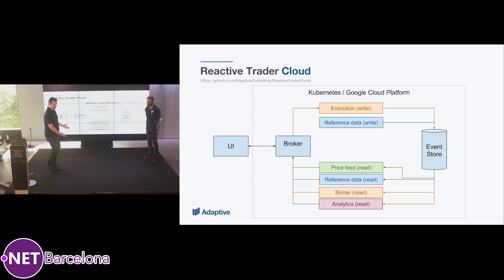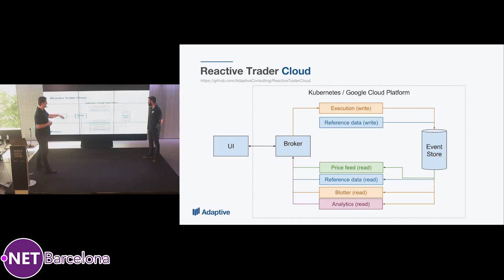So what does Reactive Trader Cloud look like if you take it off the screen and stop looking at it in a web browser, and look at it in an architecture diagram? Well, what you see is these different parts of the application that I just talked about broken out into components. So we have trade execution, which is where you click and do a trade. Reference data, that's the set of currencies that you're able to trade. Prices, the price feed is the prices moving up and down, the numbers that you can trade on.